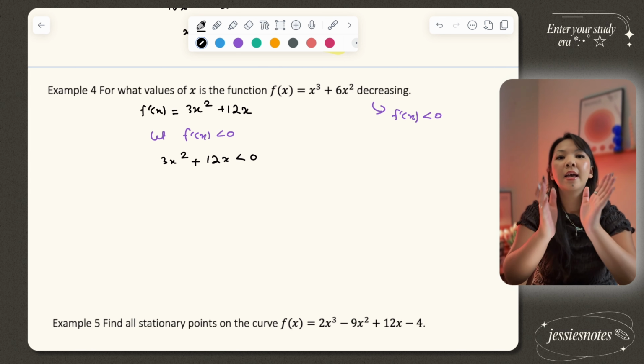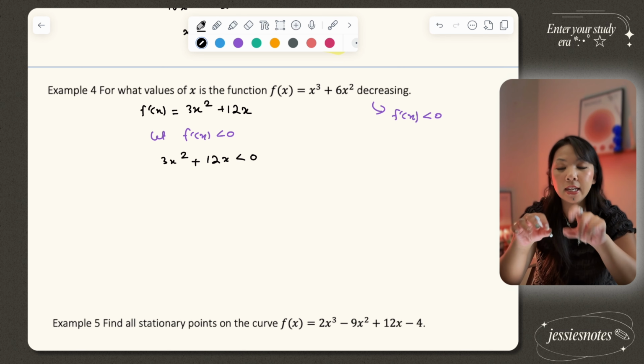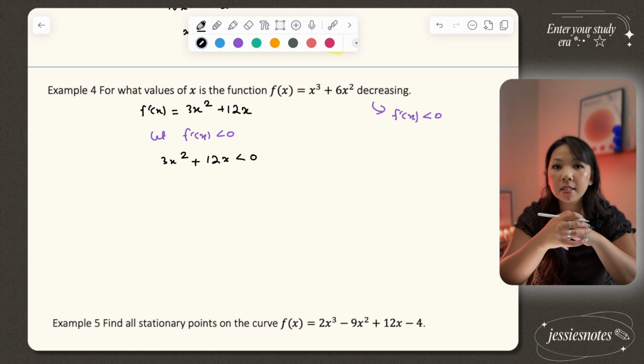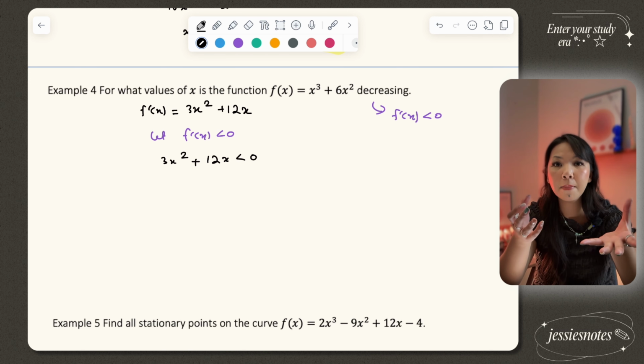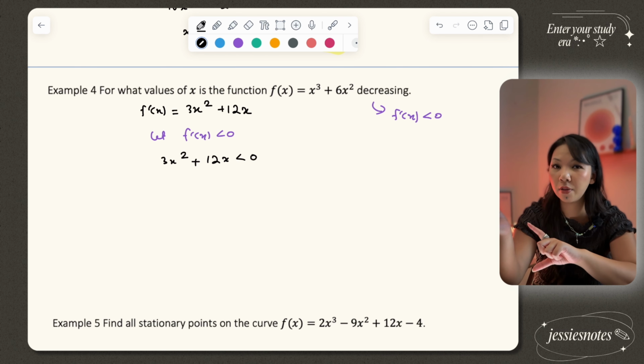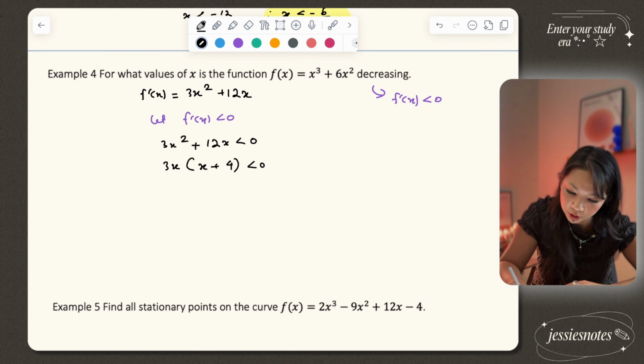Now, this is interesting because you can see it's not a linear inequality where you can just make x the subject. It's a quadratic inequality. Whenever you're given a quadratic inequality, you want to factorize it as the very first step so that you can sketch out the curve. So if I factorize this, we get 3x bracket x plus 4. Okay, now don't get rid of the 3x.